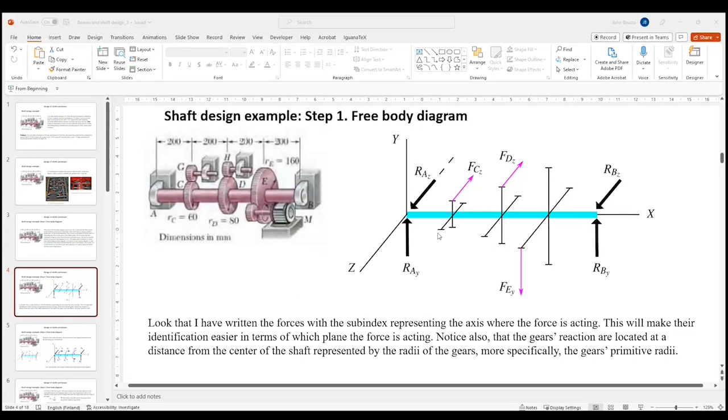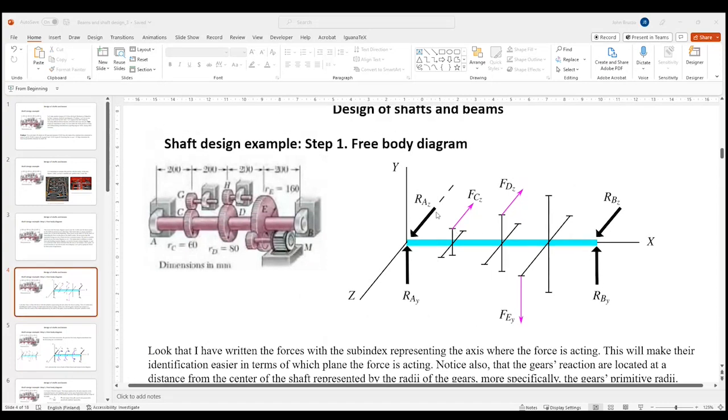Then when you do the free body diagram, the contacts that happen between the gears are the ones that induce forces on the shaft, and those are the forces that you're going to use to calculate the diameter of the shaft.